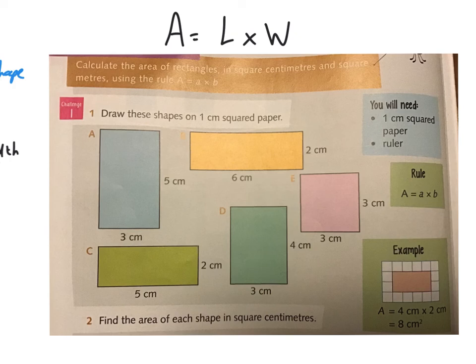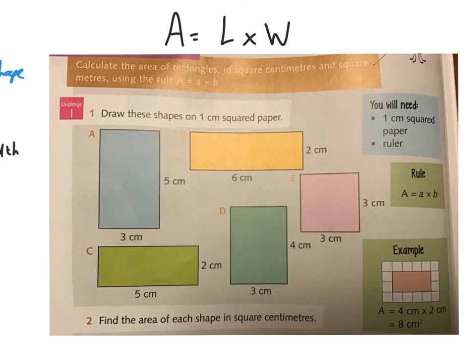So for shape A, you will draw a rectangle which is 5 centimetres long and 3 centimetres wide. Using your square centimetres, you'll just need a ruler, because each square in your book is 1 centimetre by 1 centimetre, so it's going to be 3 wide and 5 long.